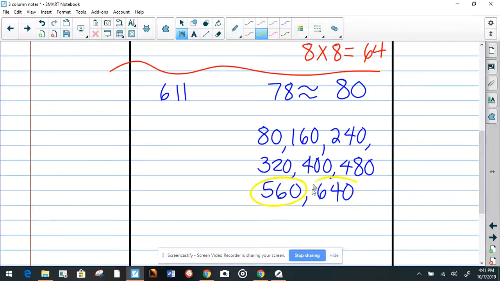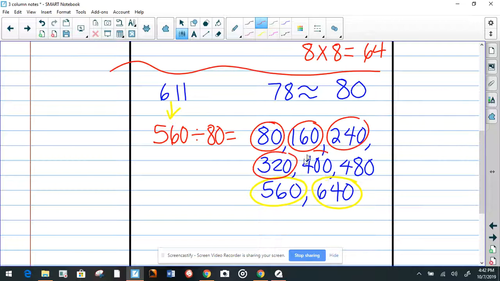So here is where we have a choice. We can round the number to either of these numbers because the quotient is going to be an exact answer. So we can do 560. We're going to round this number to 560. Now we're going to divide it by 80. And guess what the answer is going to be? It's how many times the 80 went into 560, which is already here. This is going to be 1, 2, 3, 4, 5, 6, 7. So now we know that 560 divided by 80 equals 7.